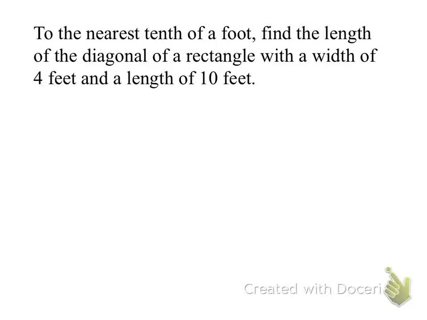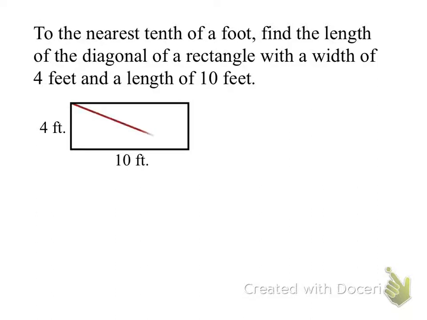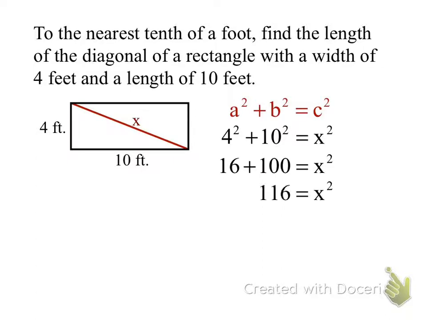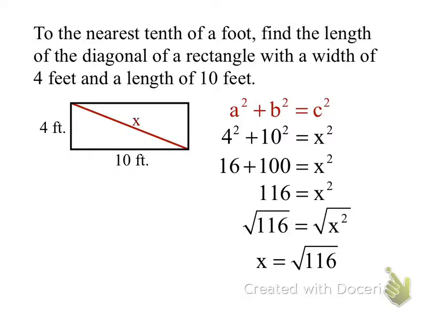All right, so let's check our work. You should have labeled the height 4 feet, the length 10 feet, and our diagonal unknown. We substitute in. We get the square root of 116, which is equal to about 10.8, 10.7.